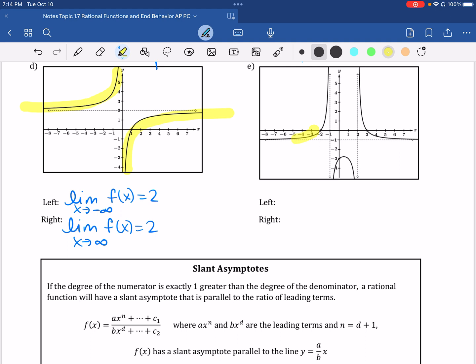Something very similar. As x is getting infinitely small, the function is approaching negative 1. As x becomes infinitely large, the function is approaching negative 1. So we're really writing the same thing just about twice.